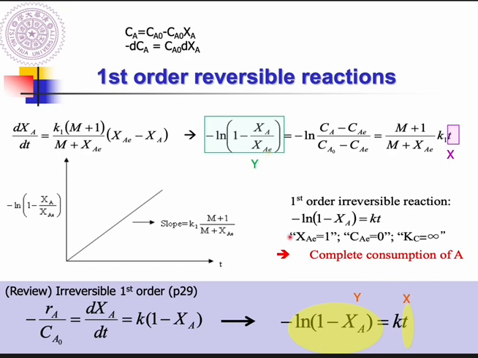And this I also highlight: while XAE equals 1, CAE equals 0, because irreversible reactions mean the reaction goes all the way to generate product. So when it reaches the equilibrium condition, we don't have reactants anymore. We only have product. Okay.